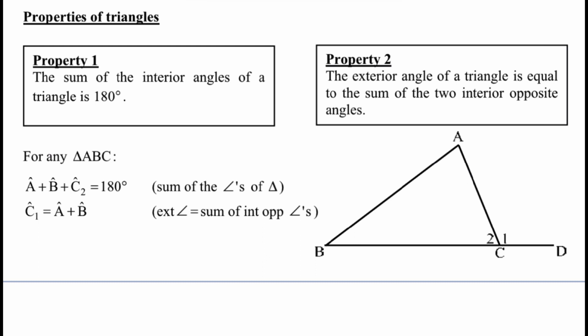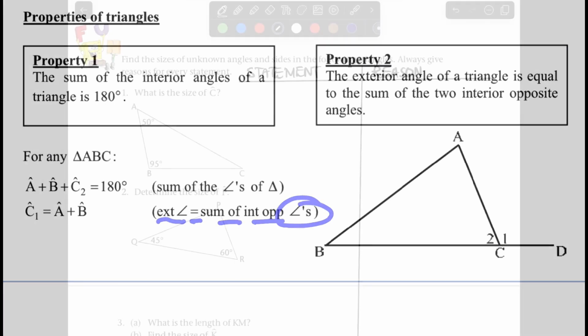So, we'll say angle A, which is property 1, angle A plus angle B plus angle C equal to 180. That's the statement, and the reason will be sum of the angles of a triangle, or the sum of the interior angles of a triangle. Now, for an exterior angle, you say this is C1, this point is C. You say C1 is equal to the sum of angle A plus angle B. The reason you say is the exterior angle is equal to the sum of the interior opposite angles.